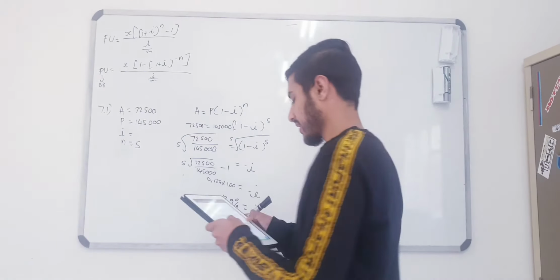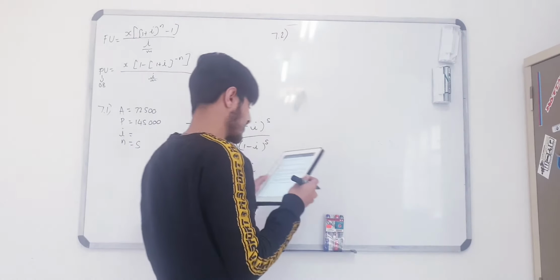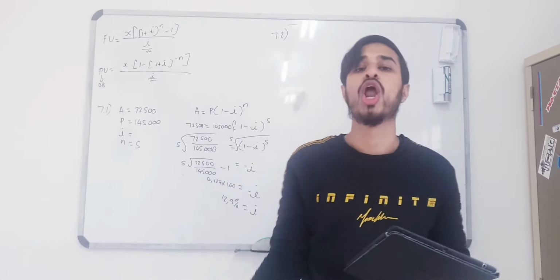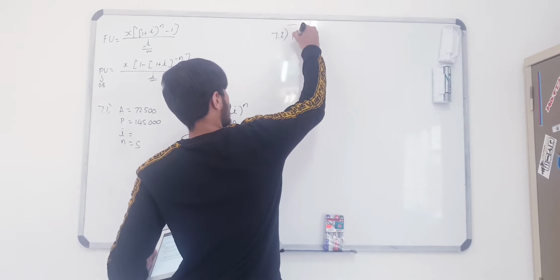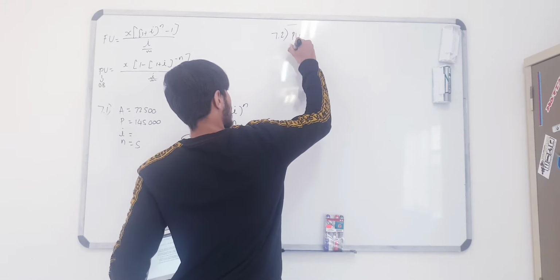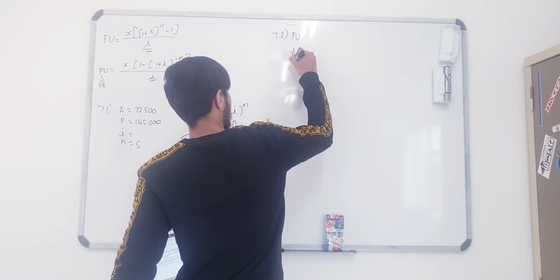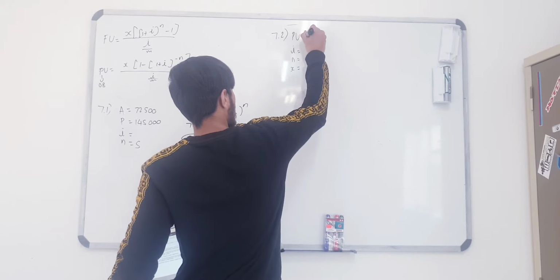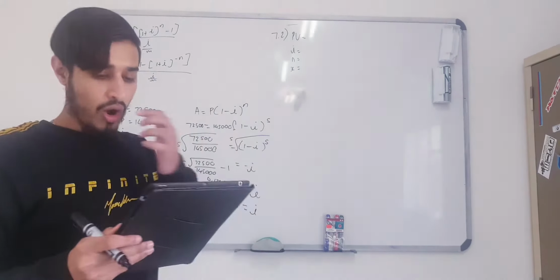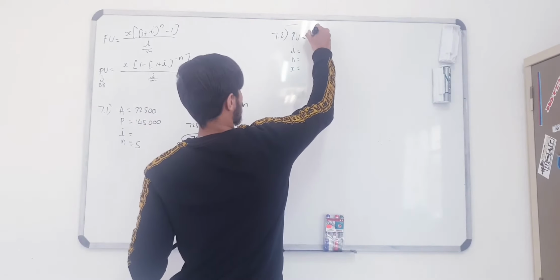Right, so the next question, 7.2, says Samuel took out a home loan. The first thing that we hear is a home loan. We know because it's a loan we work with which formula? The PV formula. He took out a home loan for 500,000. So that's your present value formula.